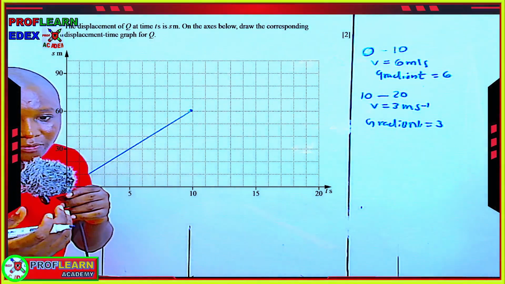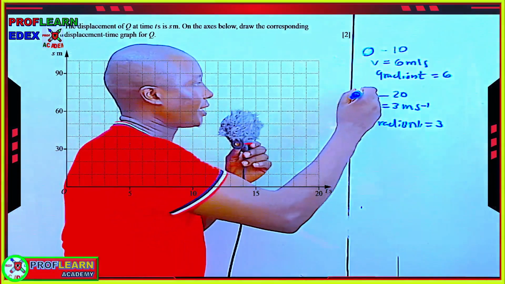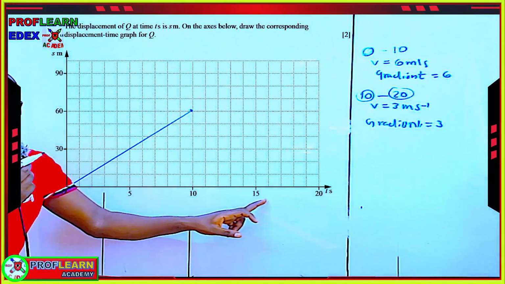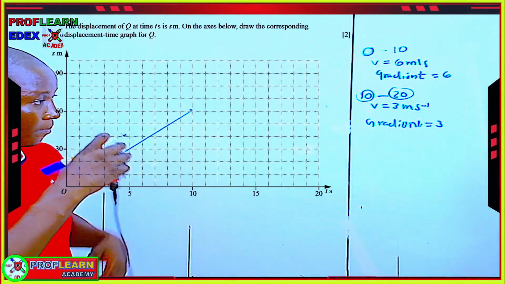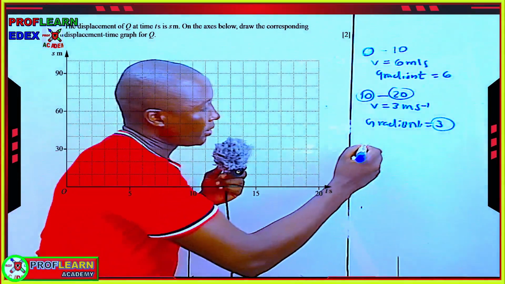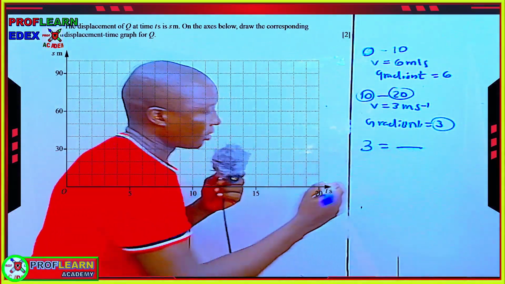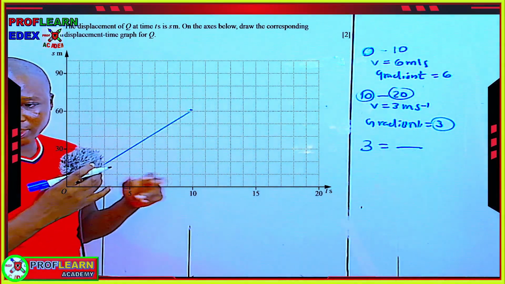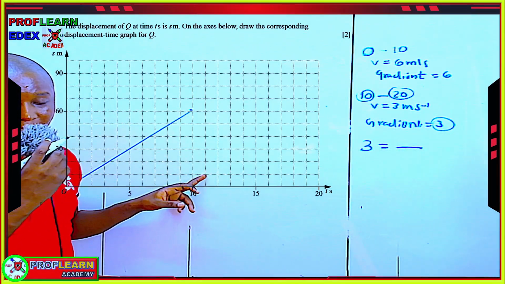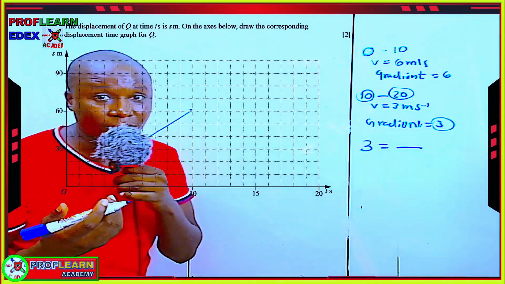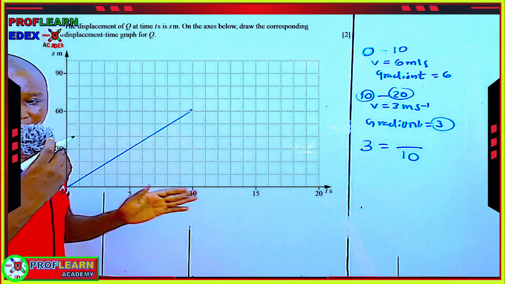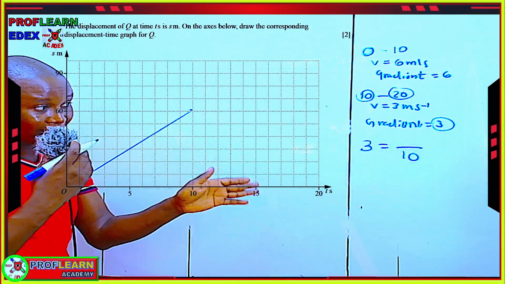Remember, the second section of the graph was from 10 all the way to 20. But now, since we are talking of a gradient of 3, it means our gradient should be 3. But what is the difference between 10 and 20? The difference here is the run, because gradient is rise over run. So the run will be 10, because from 10 all the way to 20, the difference is 10.